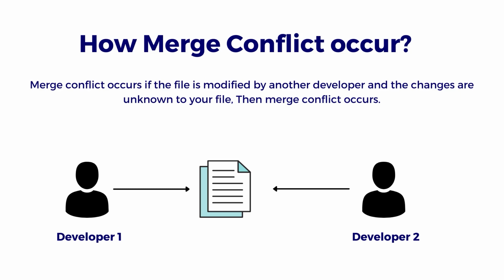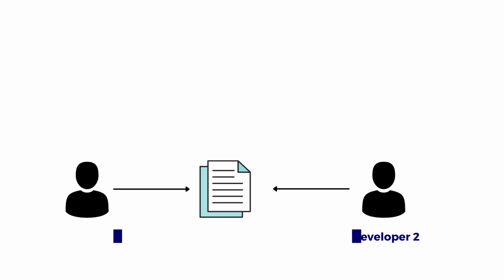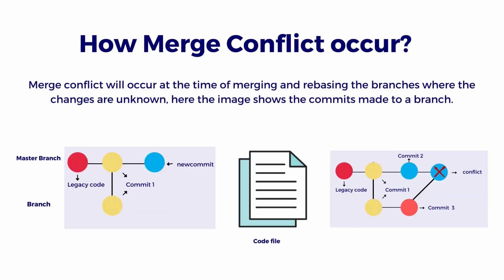A merge conflict occurs if the file is modified by another developer and the changes are unknown to your file. Let's say there are two developers given a task to update the existing functionality. Suppose the first developer finishes the changes and merges them with the master, and the second developer takes some more time to update his functionality. When the second developer tries to merge the changes, a conflict occurs because he does not have the changes made by the first developer. Merge conflict will occur at the time of merging and rebasing the branches where the changes are unknown.